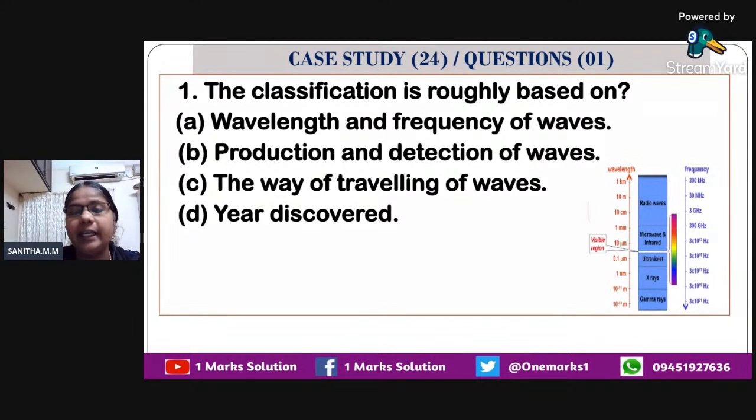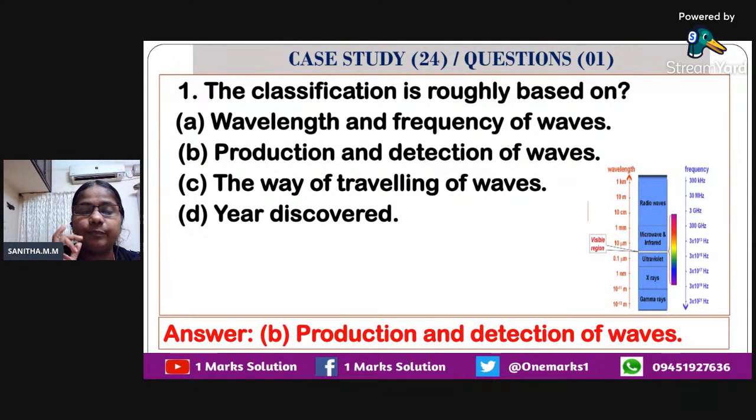The frequency and the wavelength of the waves, we can say that. And of course, the production and detection of these. Classification is arranged in this manner, and we can call it a spectrum. It is arranged by wavelength and frequency, and we have made different classifications. We can do it on the basis of the production and the detection of waves.